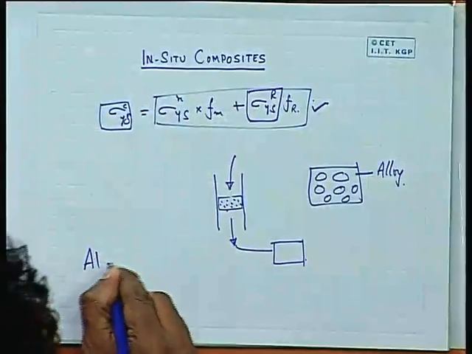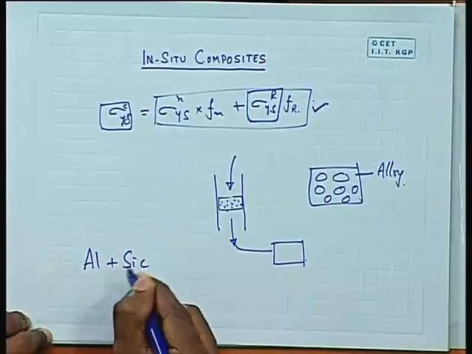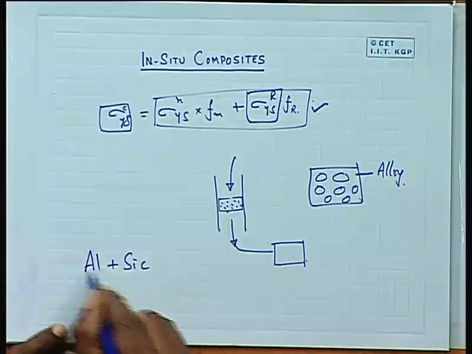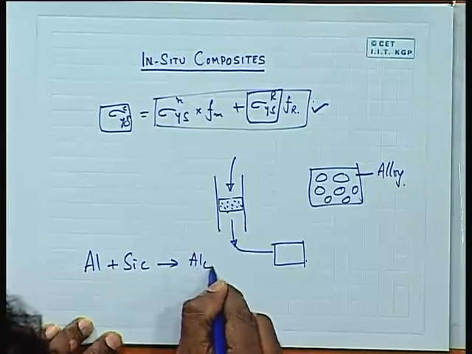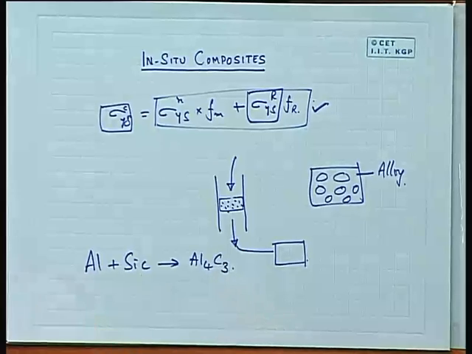Another problem that comes with stir casting is that the liquid metal has a tendency to react with these particles in a number of cases. For example, if you take aluminum and put silicon carbide into it, there is a tendency for the silicon carbide to react with aluminum and form Al4C3 compound, plus some silicon comes out.